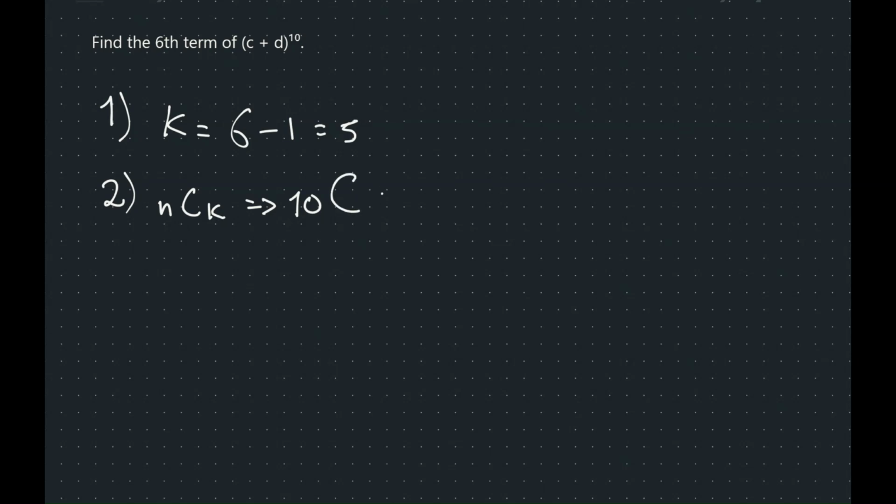So 10C5. And according to the calculator, it is equal to 252. Right? And let me remind you how to find it using the calculator. You just press shift and then divide. So 252. And then the third step is finding what c and d are going to look like.